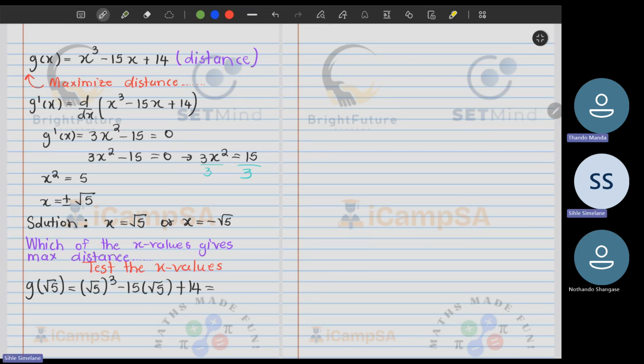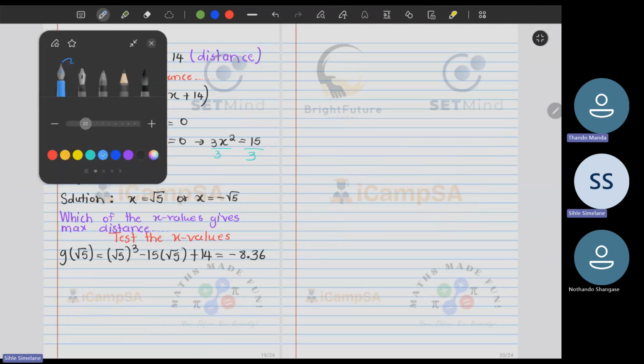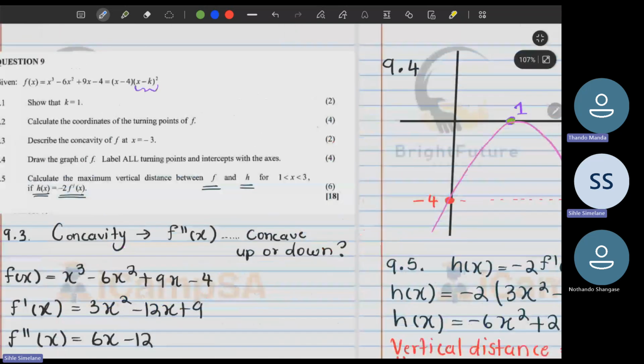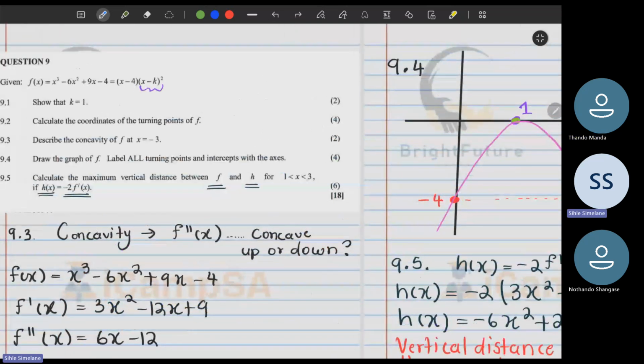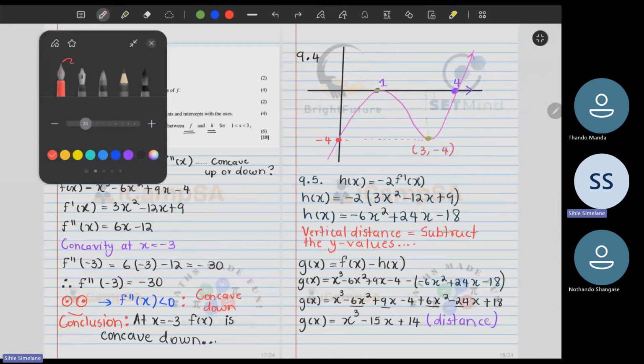Yep, should I give it in decimal? In two decimal places, negative 8.36. So now what we need to plot is, we are not going to consider this value here. But remember our restriction said for x values between 1 and 3. Okay, remember that? That is what they said there.